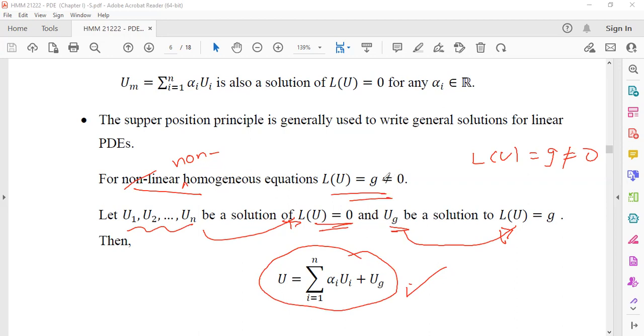So if it is a non-homogeneous case, one part is the homogeneous part answer, then we have to solve the other part, and all together that is the answer. We can see when it comes to the examples.